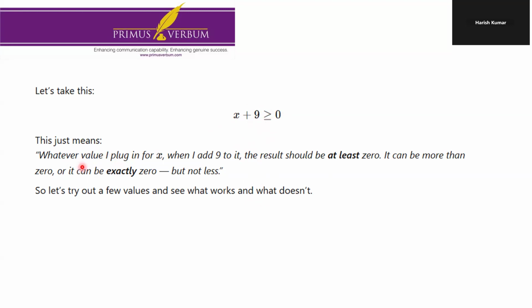This just means whatever value I plug in for x, when I add 9 to it, the result should be at least 0. It can be more than 0 or it can be exactly 0, but it cannot be less than 0. So once again, let's try out a few values and see what works and what doesn't.